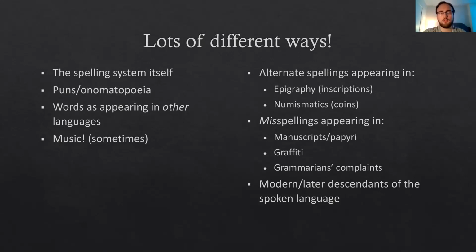Alternate spellings are sort of acceptable. There are also spellings that are considered unacceptable at the time of their writing: misspellings. These appear a lot of the time in manuscripts and papyri. These appear in graffiti, and these actually appear in grammarians' complaints about the ways people are speaking or writing their language. We'll talk about that a little bit later in the form of the Appendix Probi. And we can also get some clues about how ancient languages were spoken in the way that their modern descendants are spoken, sort of working backwards from there.